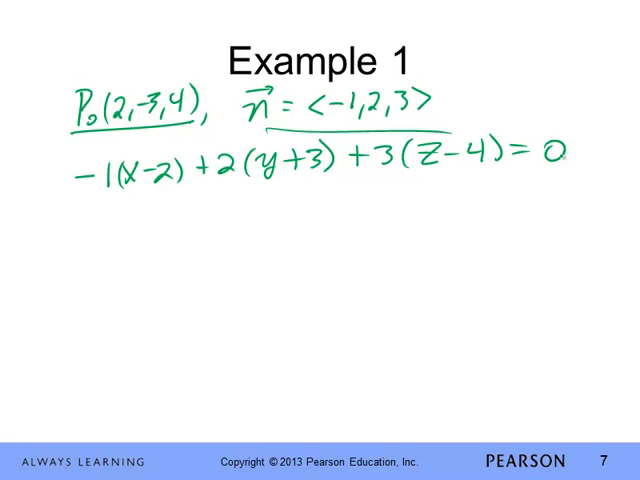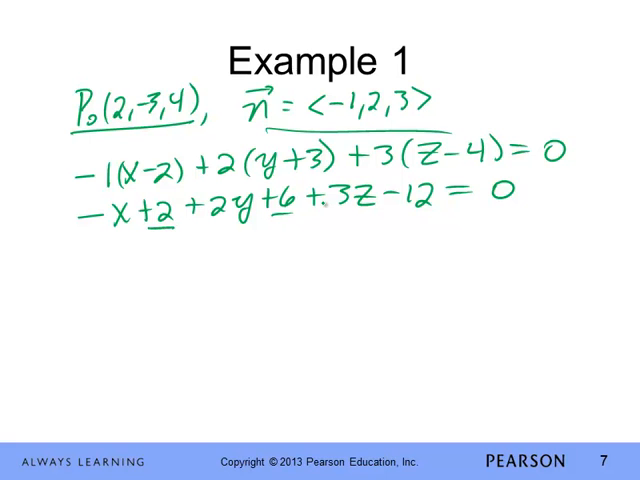And now we just do the algebra to multiply using the distributive property each of these terms. Negative x plus 2 plus 2y plus 6 plus 3z minus 12 is equal to 0. Now we have the constant terms of 2 plus 6, which is 8, minus 12 is negative 4, so we can add 4 to both sides of the equation. So we'll have negative x plus 2y plus 3z is equal to 4. And we have the equation of our plane right here.